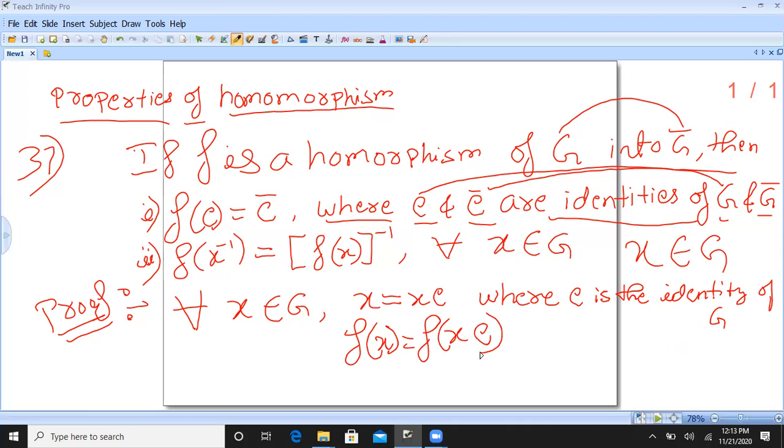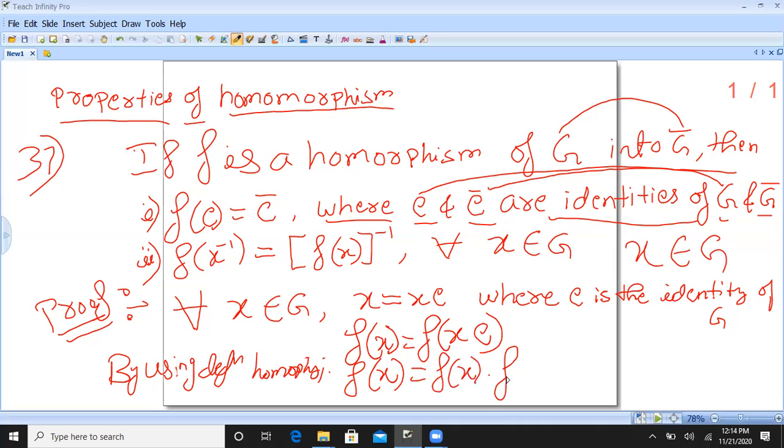By the definition of homomorphism, we can say that f(x) = f(x)·f(e). This is how we have written it by the definition of a homomorphism. Don't be confused. So we can write this.